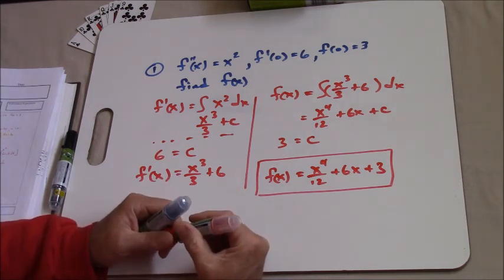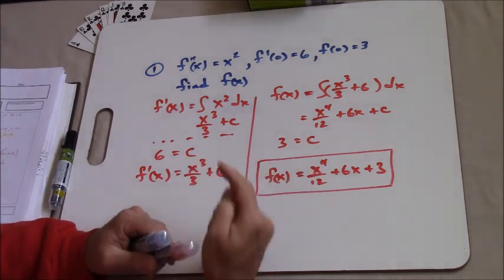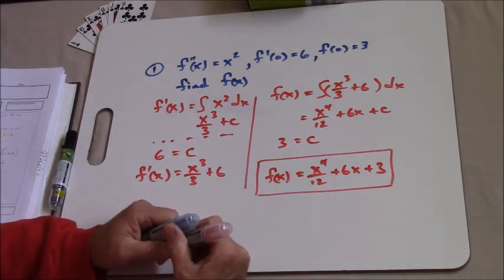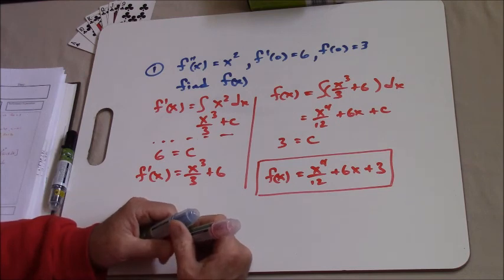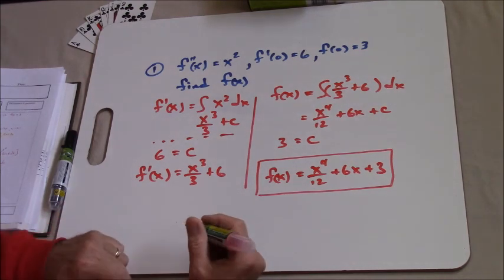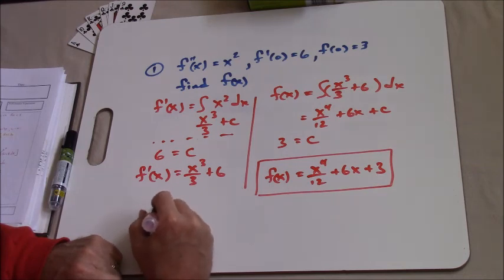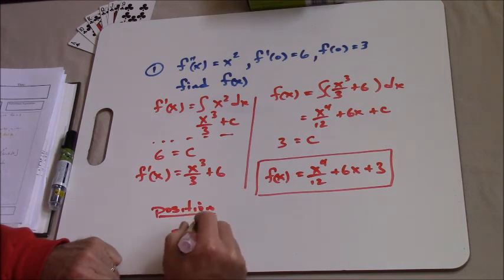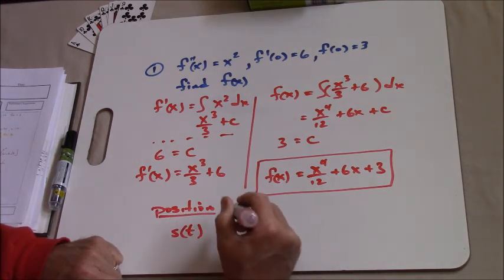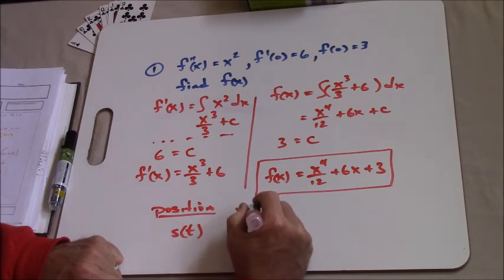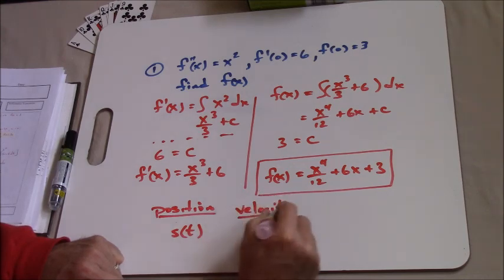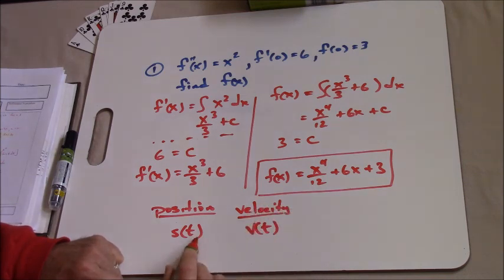Probably the most common time that working backwards gets used on an AP test or a Central Washington test is when you talk about a position function. That would be s of t. I don't know why they use s. Then the velocity is going to be v of t, and the velocity is the derivative of your position function. So to get from velocity back to the position function, you'd have to take the integral of this.